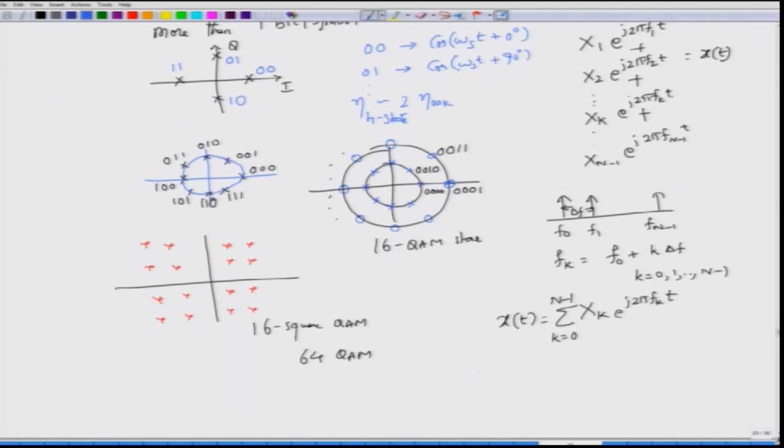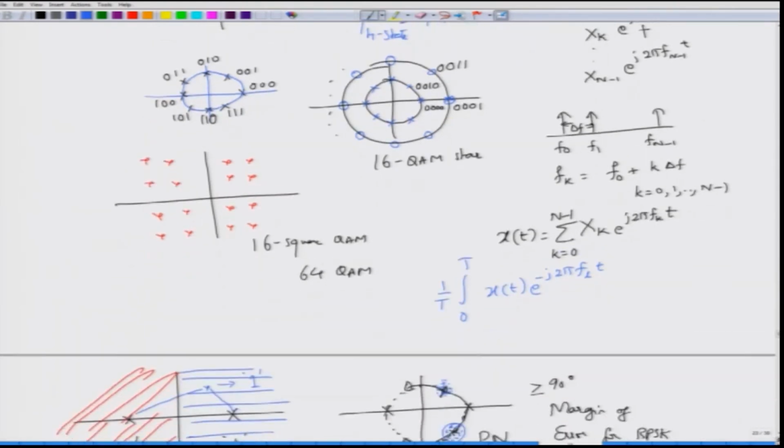Well, you can do one thing: take this x of t and multiply it with e^(-j 2 pi f_l t), where f_l is one of the frequency components that you have. Integrate over one period and average it by multiplying by 1 by T. If you carry out this integral by putting x of t inside, what you end up with, apart from the summation signs, is the integral of e^(j 2 pi f0 t) e^(j 2 pi (k minus l) delta f t) dt.